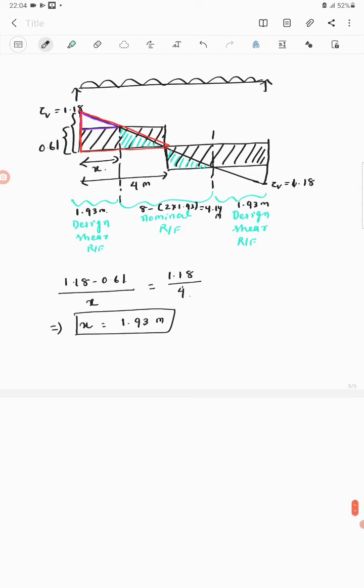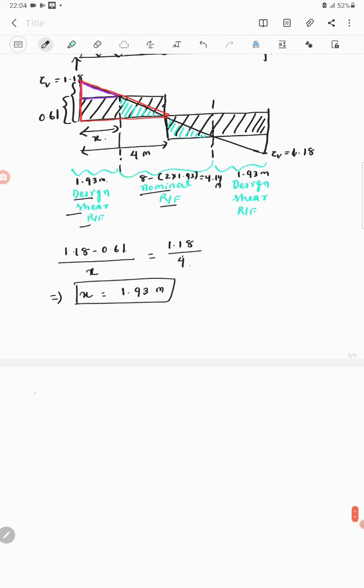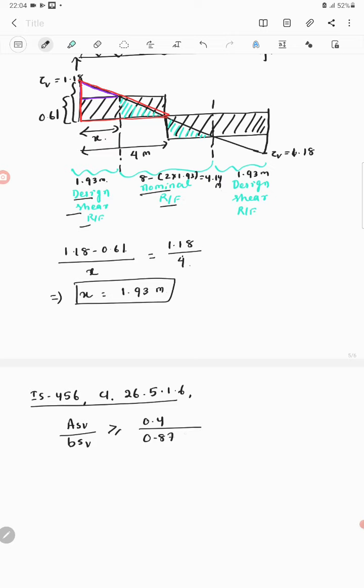Okay, so we'll calculate separately for nominal and for design. As per IS 456, clause number 26.5.1.6, you can check this. What is the expression? ASV by B SV should be more than or equal to 0.4 divided by 0.87 fy.